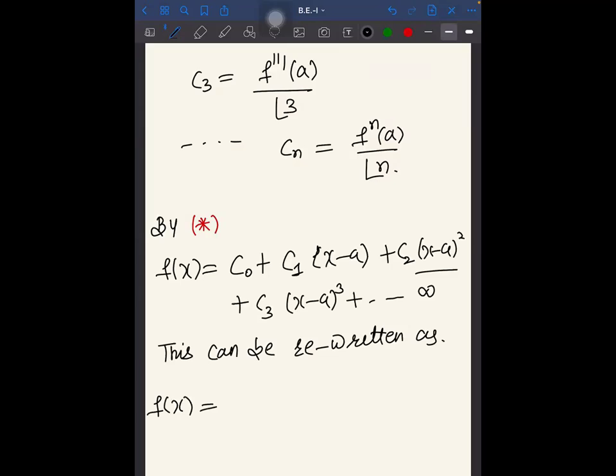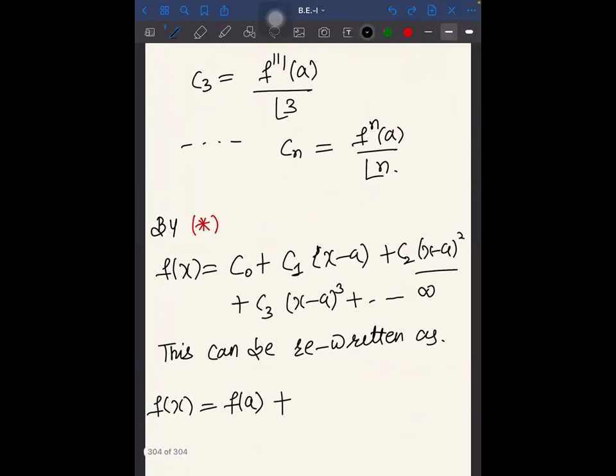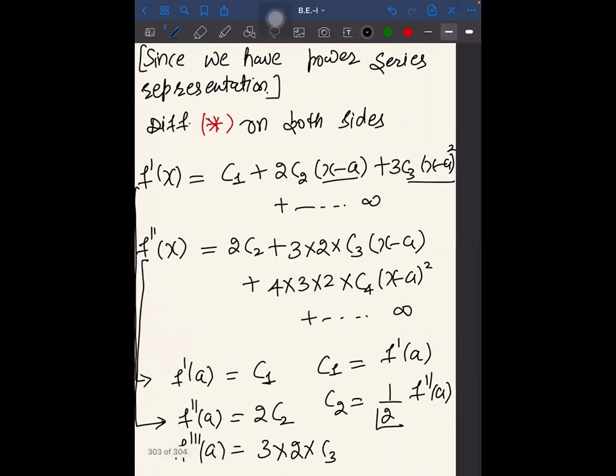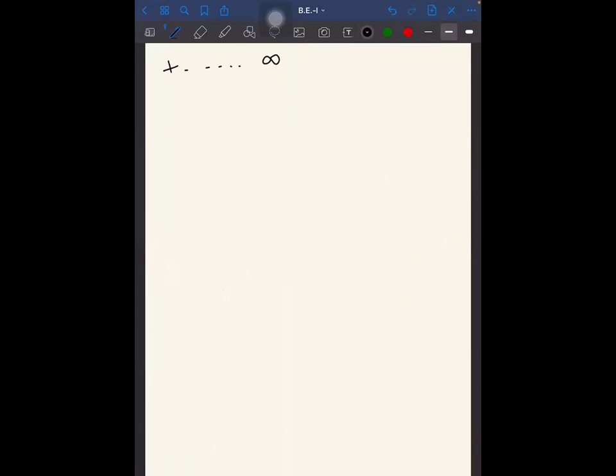f of x is equal to, what about c naught? Can anybody tell? F of a. That's it. You put x is equal to a, everything will vanish. You are left only with the c naught. So your c naught is nothing but f of a. And what was your c1? You have already done that. C1 is f dash a, right? So we'll write it as f dash a into (x minus a) plus, what is your C2? F double dash a upon 2 factorial into (x minus a) whole square, and f triple dash a upon 3 factorial into (x minus a) whole cube, and so on up to infinity, right?